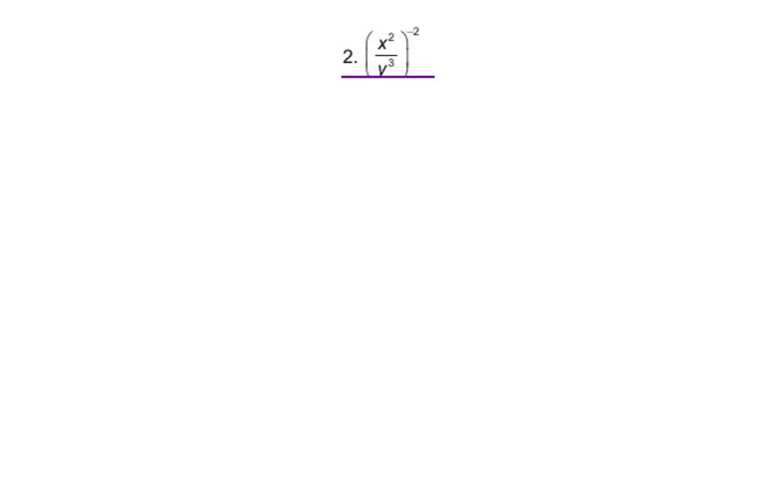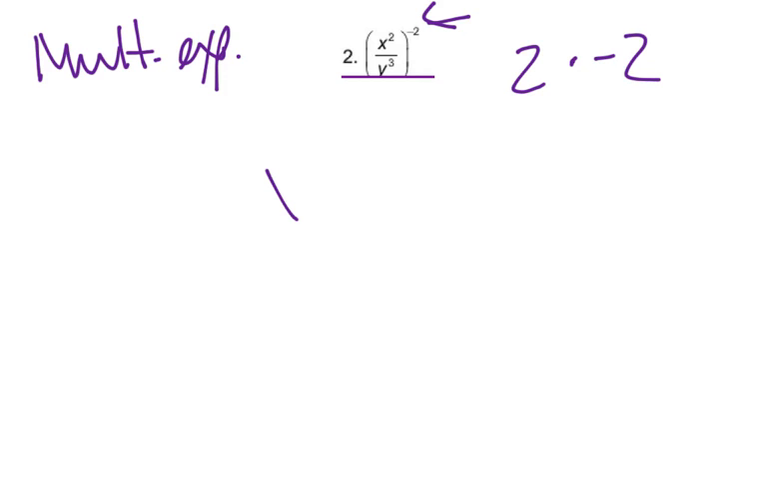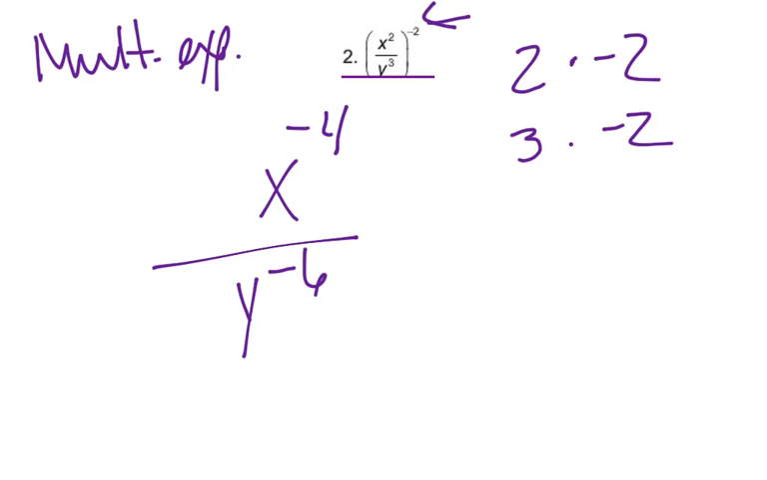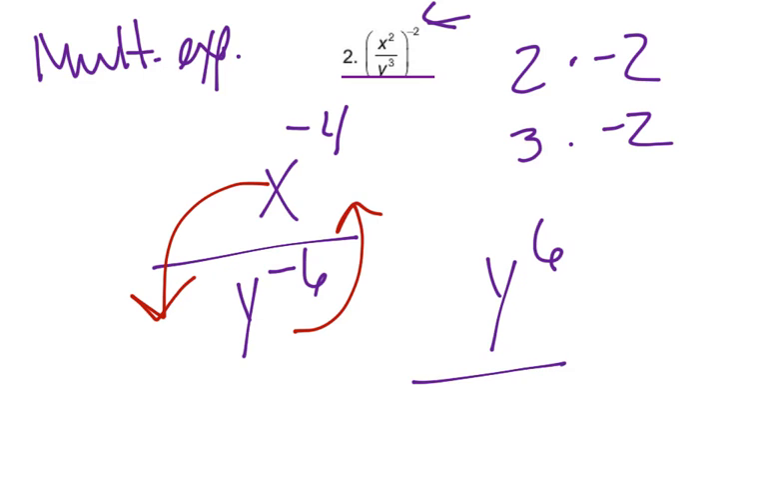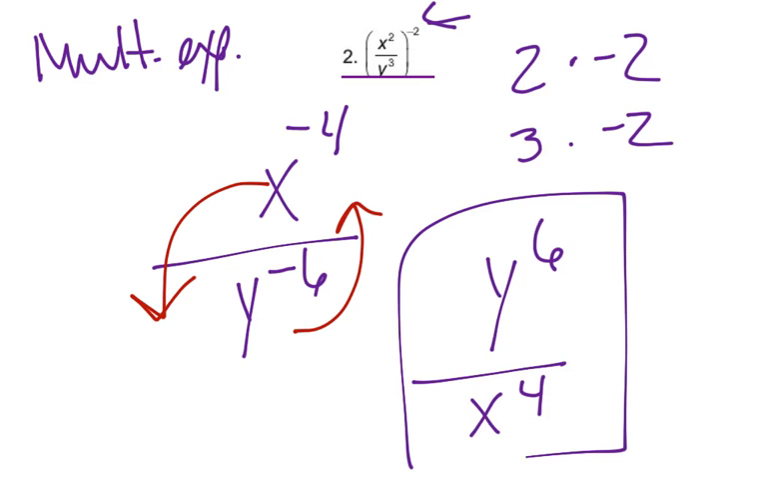We're going to deal with this little power out here first. When you have a power to a power, you multiply the exponents. So you're going to say 2 times negative 2 and get x to the negative 4th. Over, you're going to say 3 times negative 2 and get y to the negative 6th. But we can't have a negative exponent. So this has to go down and this has to come up. And your answer is y to the 6 over x to the 4. Cannot have a negative exponent in your answer.